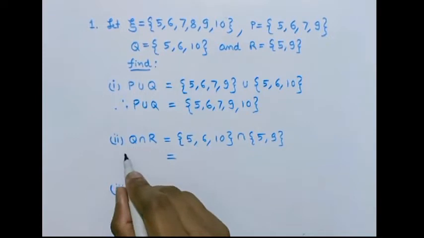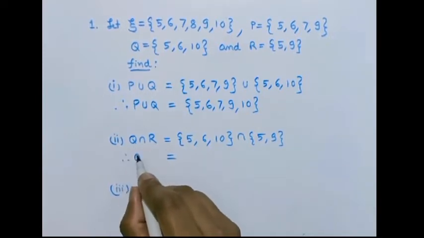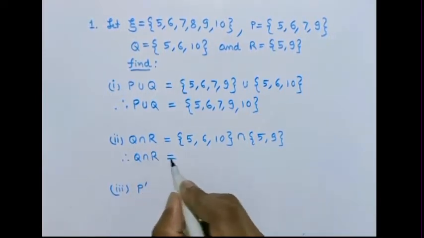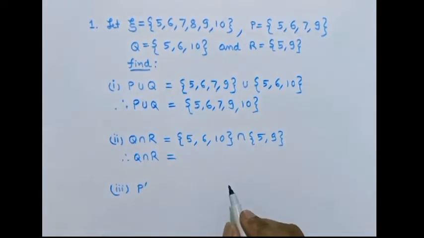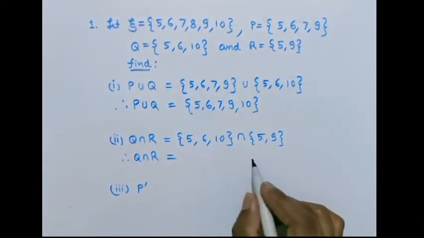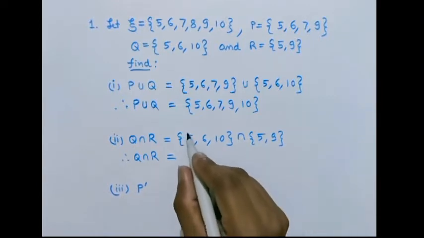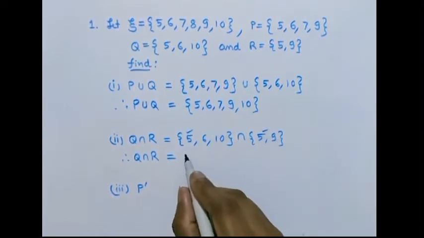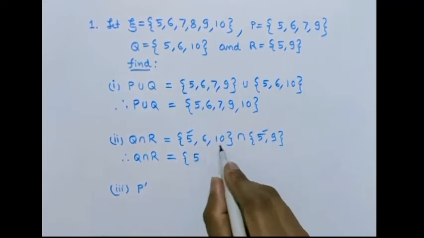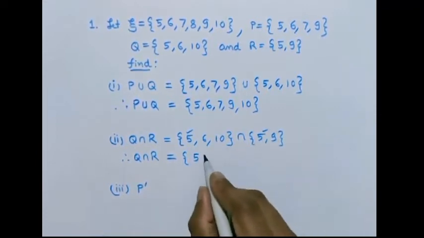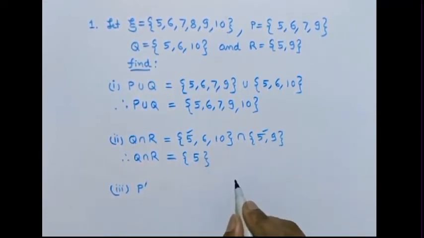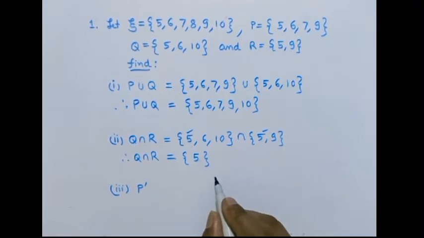So Q intersection R, intersection means the elements that are common in both the sets. So what is common here? 5 is common between the two, so we can write 5 first. Next, anything common? No. So there is only one element that is common between the two. So Q intersection R will be 5. Clear?